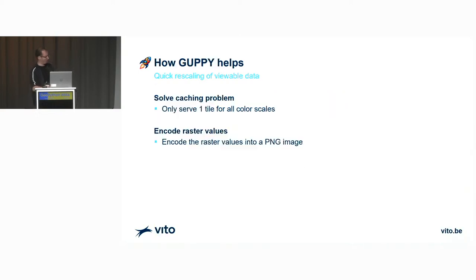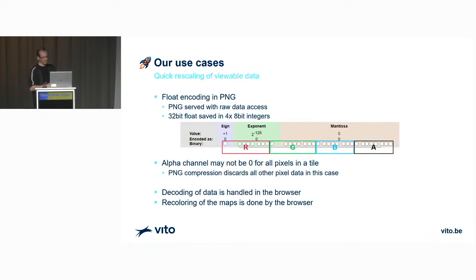So the problem was, we wanted to serve only one tile for whatever color the user is trying to do. So we encoded the raster values directly into the PNG image. It was something like this. A float value is 32 bits, and RGBA is all the bands in the PNG, which is 4 times 8 bits. So yeah, that should fit into each other.